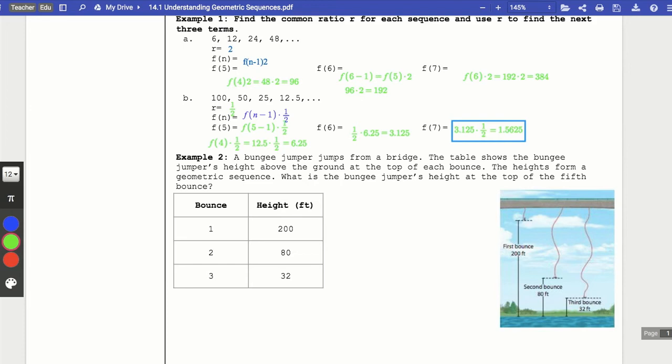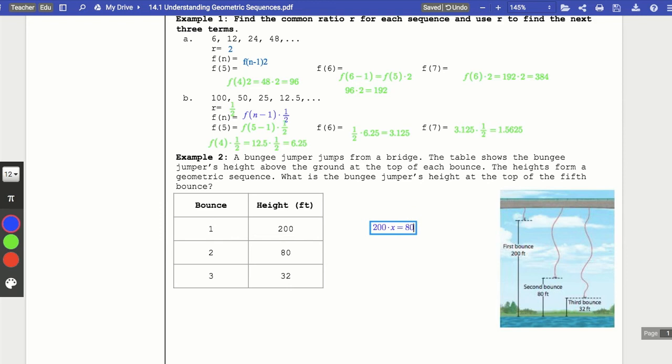So if I look, I'm going from 200 to 80 to 32. It's obviously decreasing, which means I'm multiplying by some sort of fraction, but it's not decreasing at a constant rate, and it's not something nice like 1/2. So I got to figure out what it is decreasing by each time. So remember, to get from 200 to 80, 200 times x has to equal 80, right?